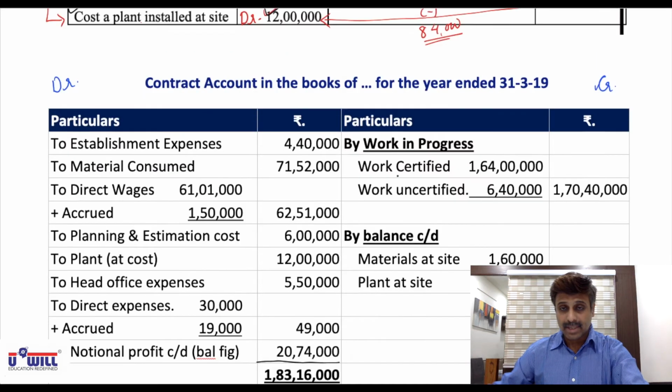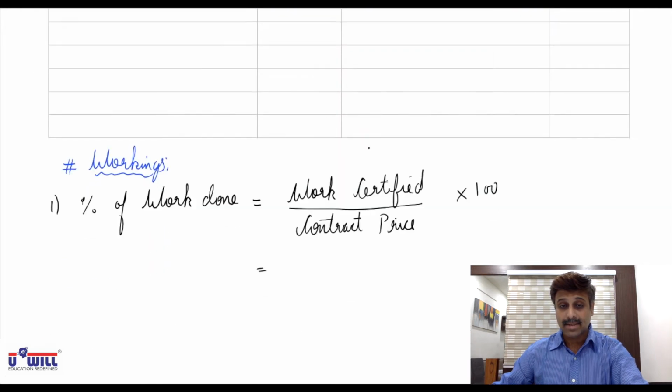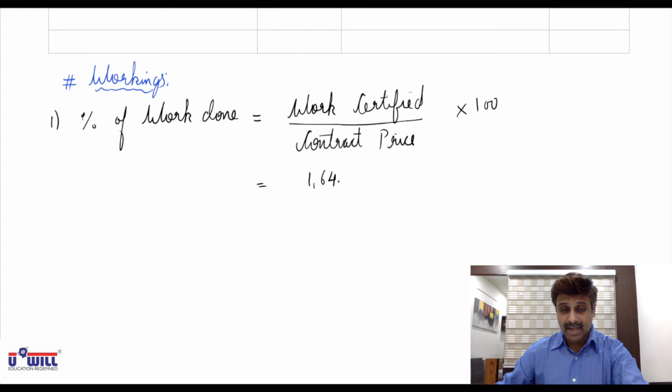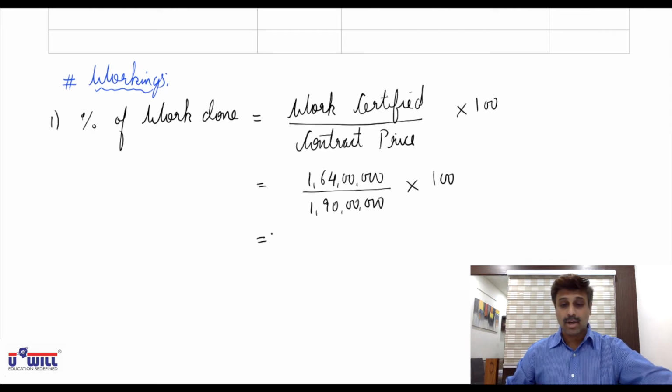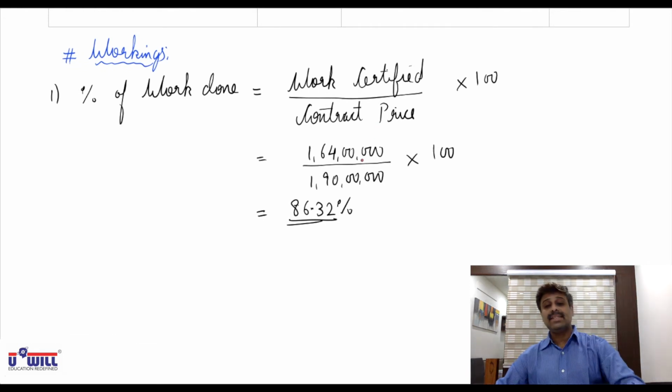Now in this question, all of you can see work certified is 1,64 lakhs and contract price is 1,90 lakhs. So out of 1,90 lakhs we have done the work of 1,64 lakhs. Okay, out of 1,90 lakhs we have done the work worth rupees 1,64 lakhs. So what percentage of work is done? All of you count it. 1,64 lakhs divided by 1,90 lakhs into 100. 86.32 percentage. Do you all get this? 86.315 means 86.32 percentage.